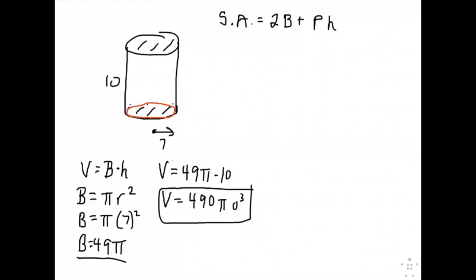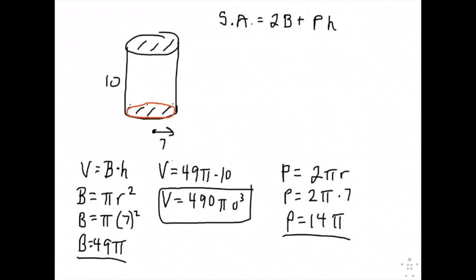So we already calculated the base area, but we did not yet calculate the perimeter, so I'm going to calculate the perimeter down here. In this case it's a circle, and the circumference of a circle is 2 pi r, right? So the perimeter is 2 pi times 7, perimeter equals 14 pi. Now we have everything we need for the surface area.